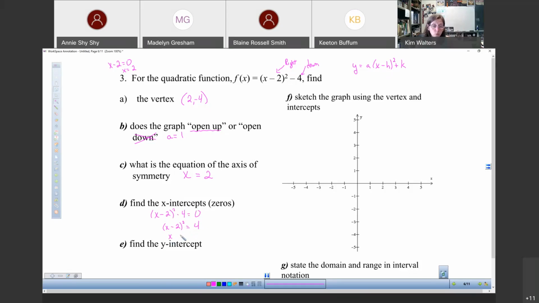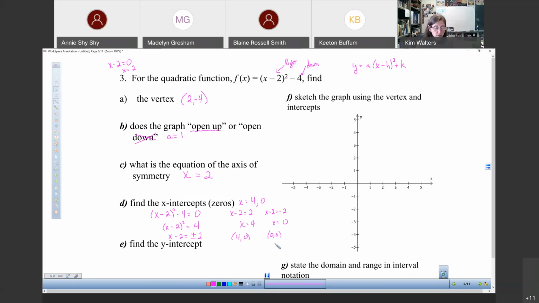So I'm going to add 4 to both sides. I'm going to take the square root of both sides, and I get x minus 2 is equal to positive or negative 2. And so these two equations, x minus 2 is equal to 2, and x minus 2 equals negative 2, are my two equations I'm going to solve. If I add 2 to both sides, I get x is equal to 4. If I add 2 to both sides here, I get x is equal to 0. So one of my zeros is going to be the point (4, 0), and one is going to be the point (0, 0). The actual zeros for the function are x is equal to 4 and x is equal to 0, okay?